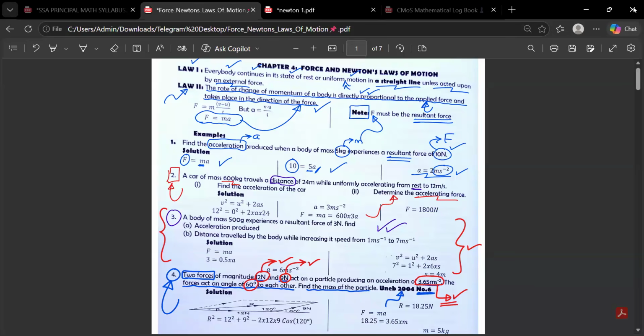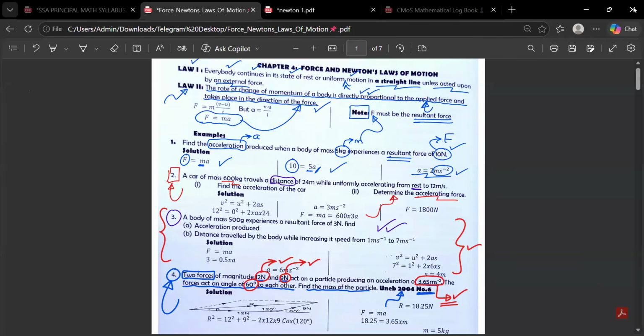from rest. Calculate the distance traveled by the body from rest in 2 minutes.